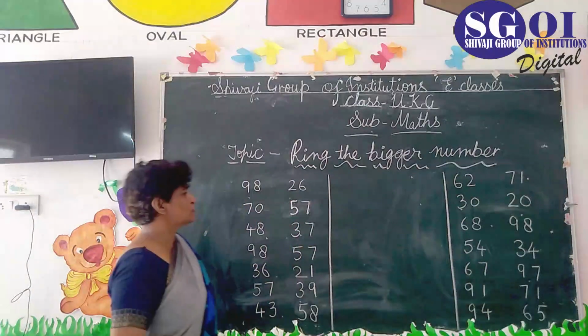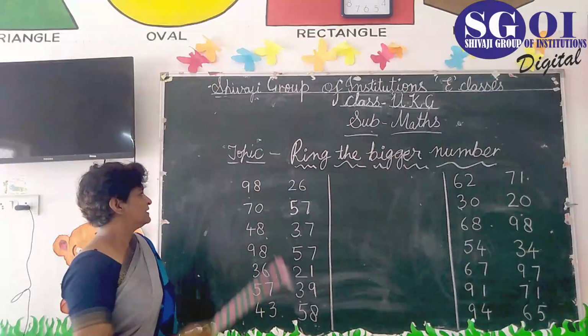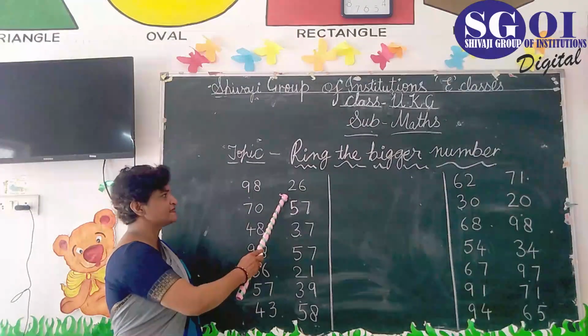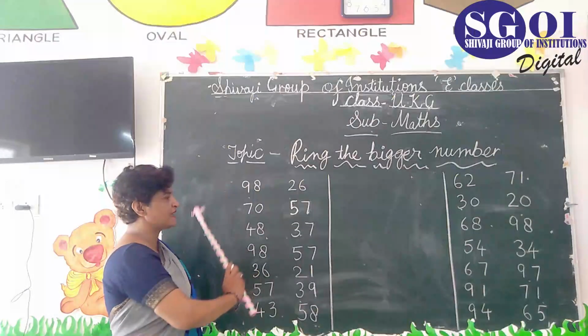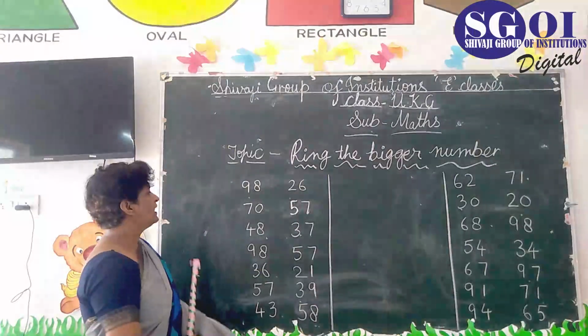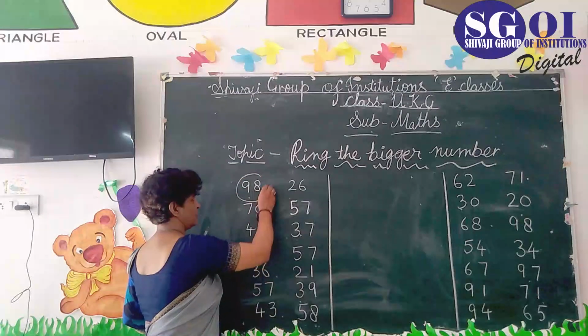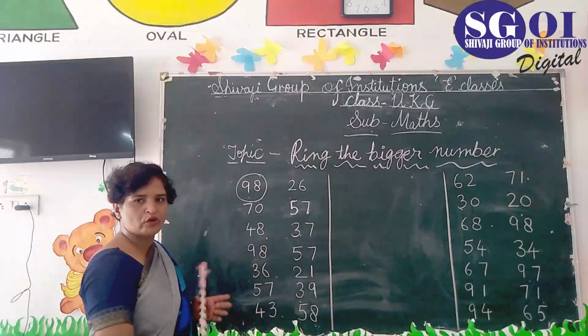Okay? So students, look at the blackboard. This is 98, and this is 26. So 98 is bigger than 26 now. So we will circle 98. Okay, I am explaining you on the blackboard.